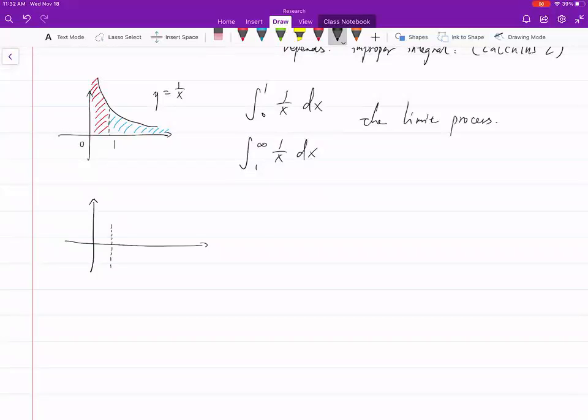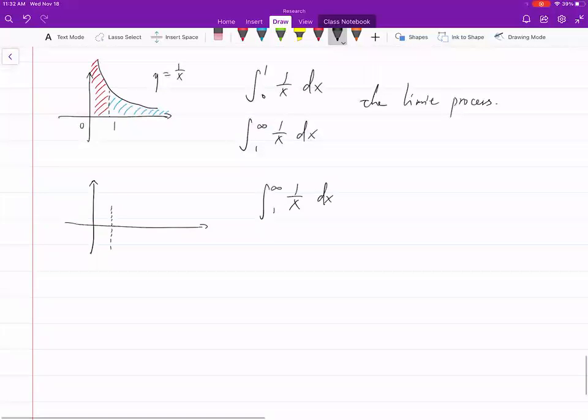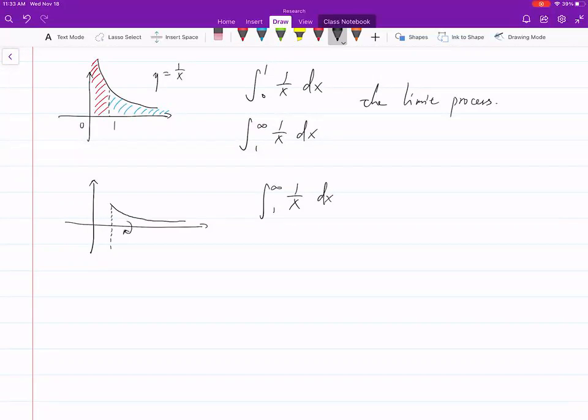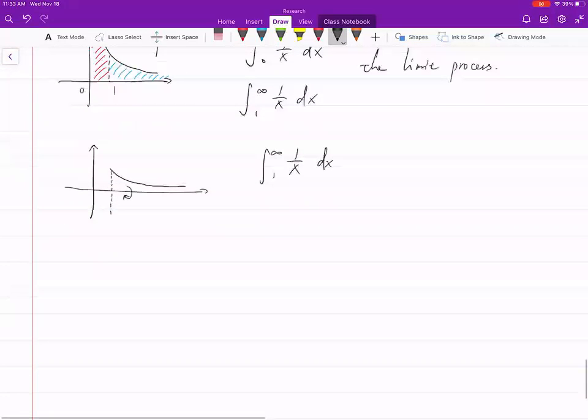You take 1 over x, going from 1 to infinity. That's the thing, right? Now what you do is you take this part, you rotate it with respect to the x-axis. What are you going to have? You're going to have a shape like this. It's like a horn. The beauty about this thing is this horn doesn't have an end. It's infinitely long, but it becomes skinnier and skinnier as you go this way.